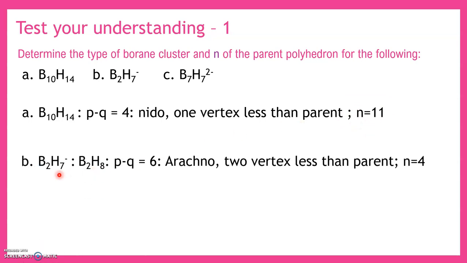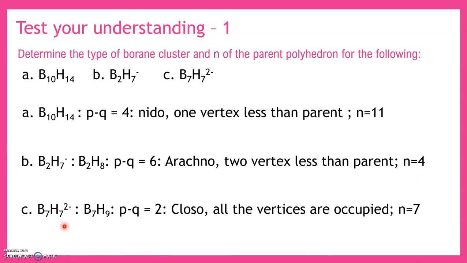Next one is B2H7 minus, converted to the neutral form B2H8. So the difference between these two is 6. When the difference is 6, then the class of borane is arachnoborane. In the arachnoborane, 2 vertices will be less than the parent cluster. So if I want to calculate the parent cluster, I have to add 2 to this, so 2 plus 2, 4. So the number of corners in the parent will be 4.